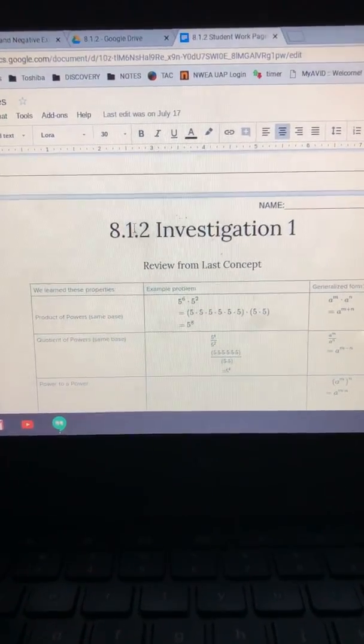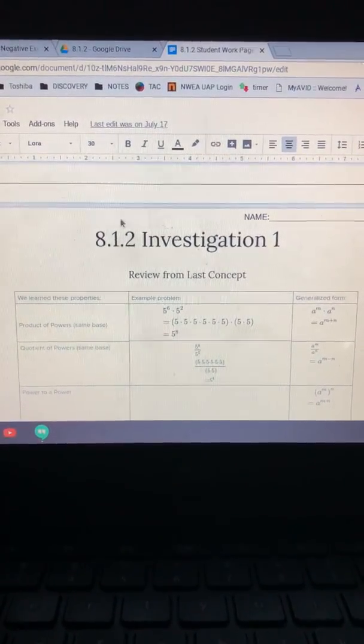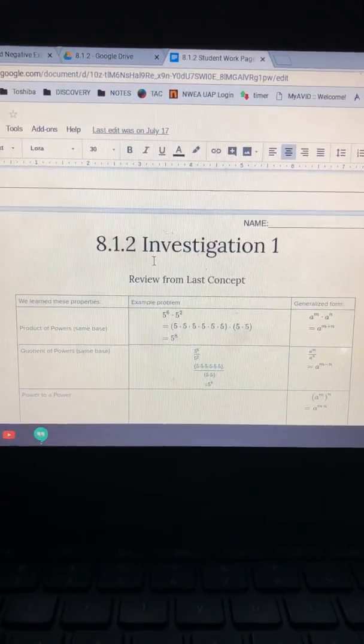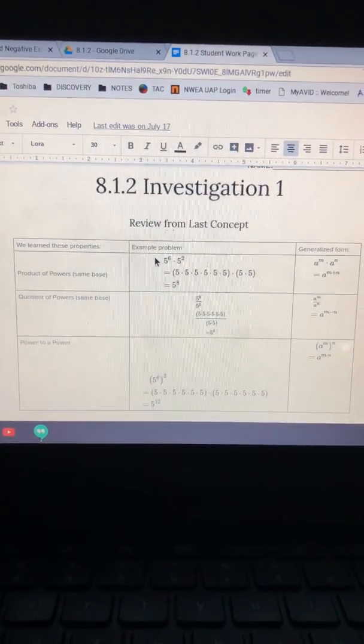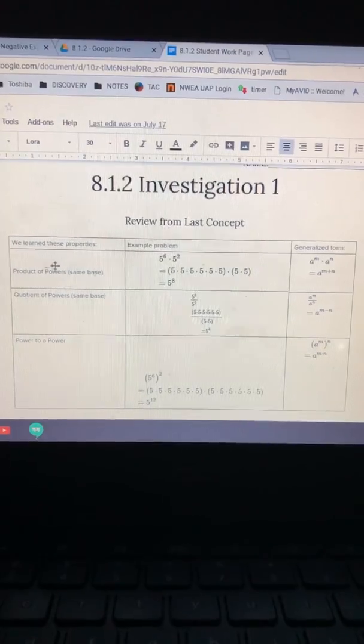All right, now take out your packets. We are on investigation 1. Here are some things to review from our last concept.